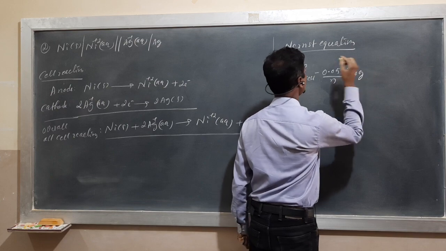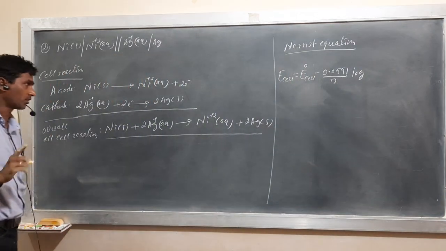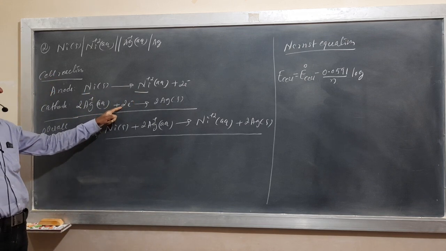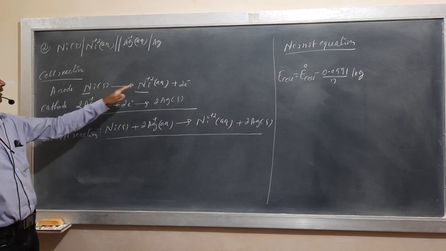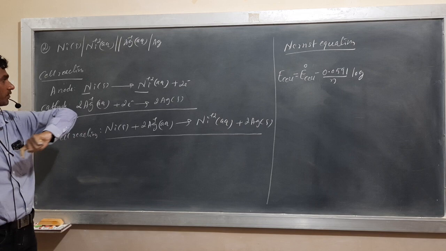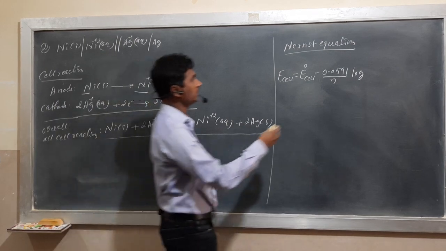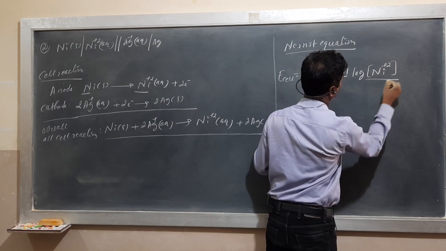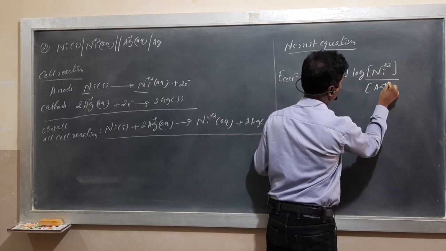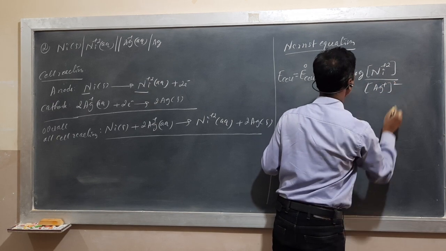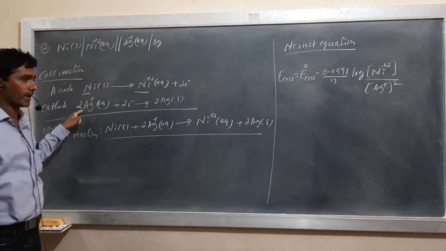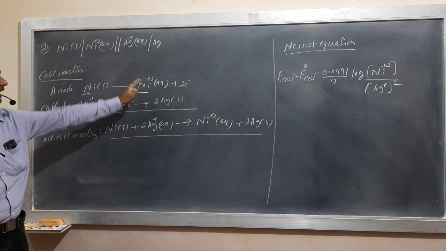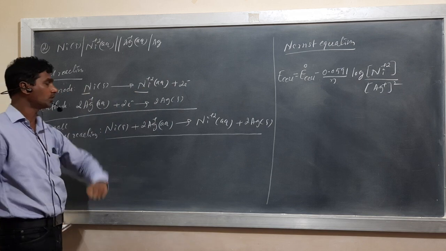Always take the oxidation half cell divided by the reduction half cell. Loss of electrons is oxidation and gain of electrons is reduction. So while writing the Nernst equation, in the numerator you take the oxidation half cell, divided by the reduction half cell. Ni plus 2 divided by Ag plus squared. Why is it Ag plus squared? Because of the 2. And n is nothing but the valency: how many electrons are lost or gained. So 2 electrons are lost and 2 electrons are gained.